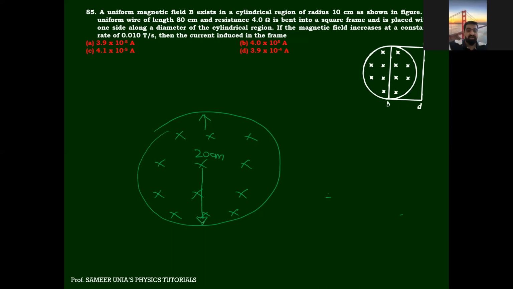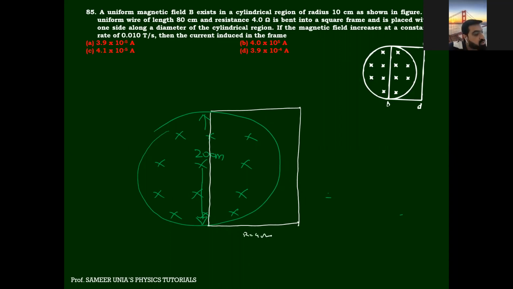The wire is 80 centimeters long. If we make it into a square, how much will one side become? 20 only, 20 only. And it is kept in this manner, fitting along the diameter. And its resistance is 4 ohms. It is placed with one side along the diameter of the cylindrical region.